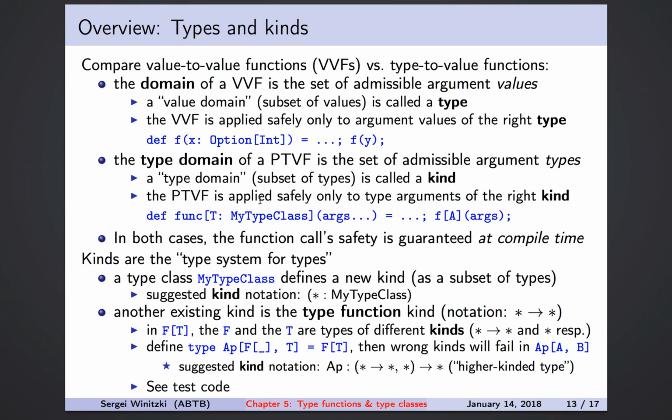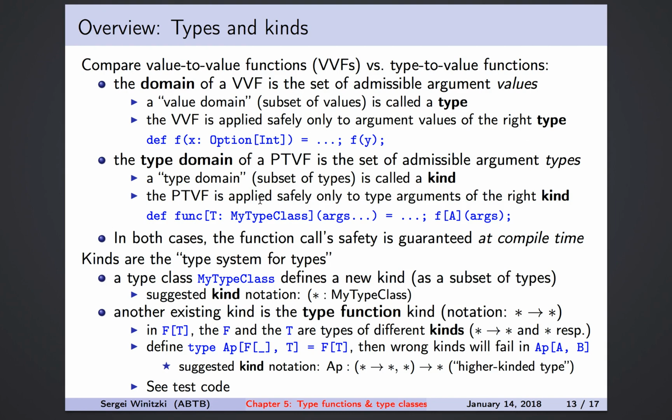So now, having seen this, let us take an overview of what we have achieved. We have been working with type-to-value functions and type-to-type functions. Let's compare value-to-value functions and type-to-value functions. Value-to-value functions are the ordinary functions. The domain of a value-to-value function is the set of its admissible argument values. We call that a type. So a type is the subset of values that are admissible as an argument of the function.